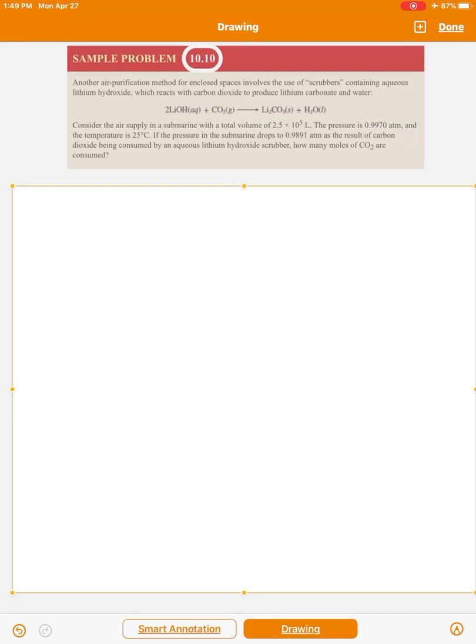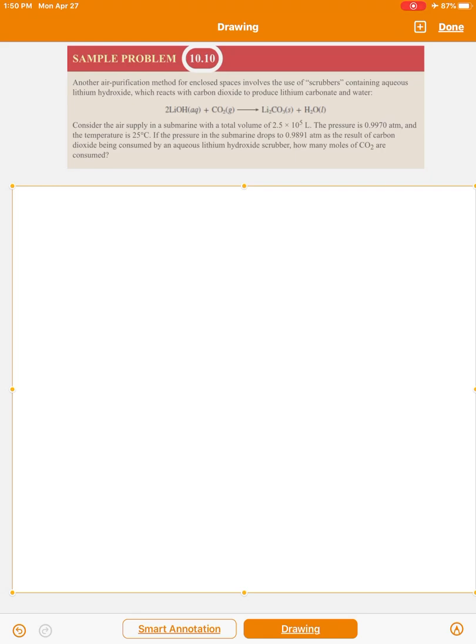Sample problem 10.10. Another air purification method for enclosed spaces involves the use of scrubbers containing aqueous lithium hydroxide, which reacts with carbon dioxide to produce lithium carbonate and water. 2 LiOH aqueous plus CO2 gas produces Li2CO3 solid and H2O liquid.